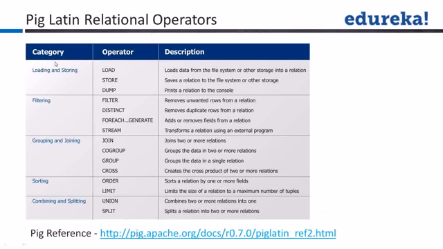So there are these categories of Pig Latin operators. One is the loading and storing category, where you do a load. What it does is it loads data from a file system into a relation. Then there's something called store, which will store the relation into a file system or any other storage. Dump is used to print a relation on the console. When we say a relation, does everyone understand that?